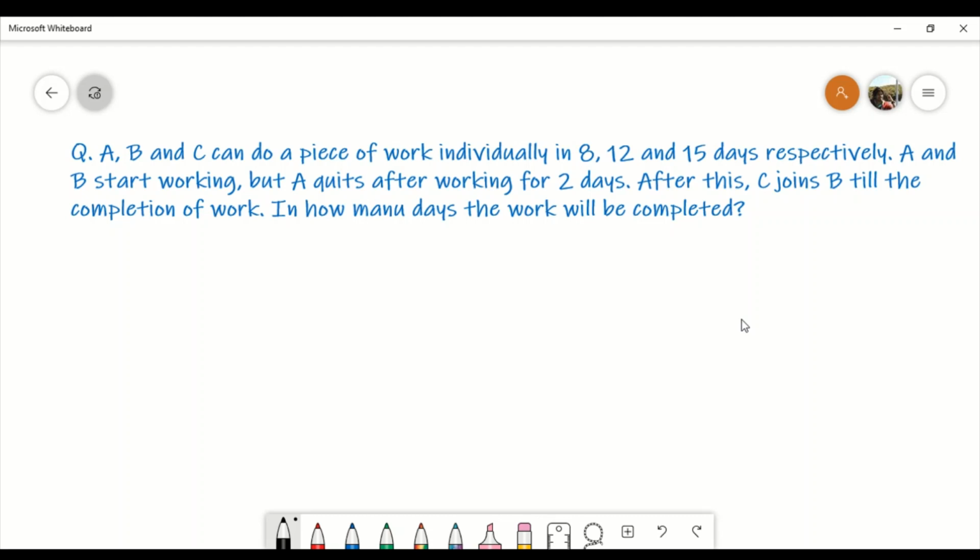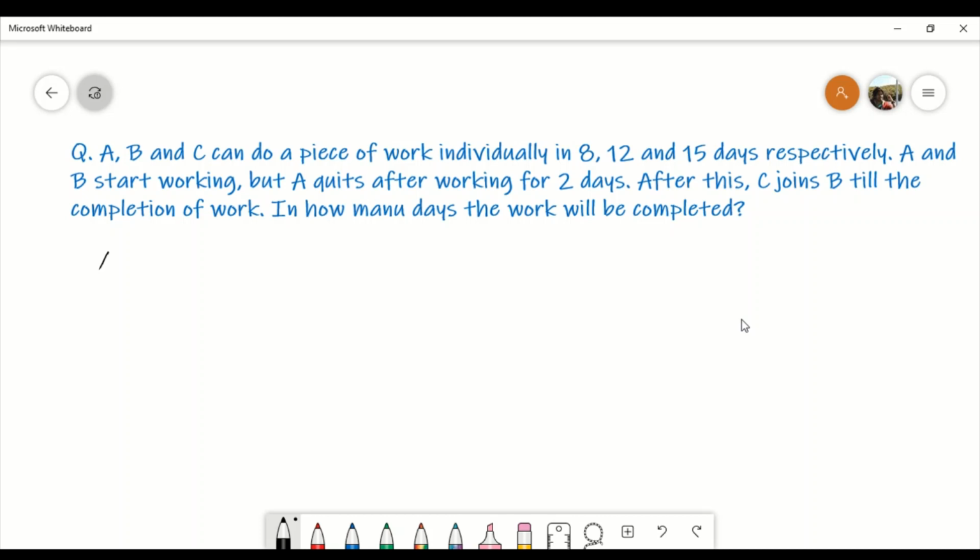So the question is, if A, B and C can do a piece of work individually in 8, 12 and 15 days respectively, A and B start working together, but A quits after working for 2 days. After this, C joins B till the completion of the work. In how many days will the work be completed, right? So this is the question. So we'll break down this question and try to solve it with the concept of unit works and the individual work.